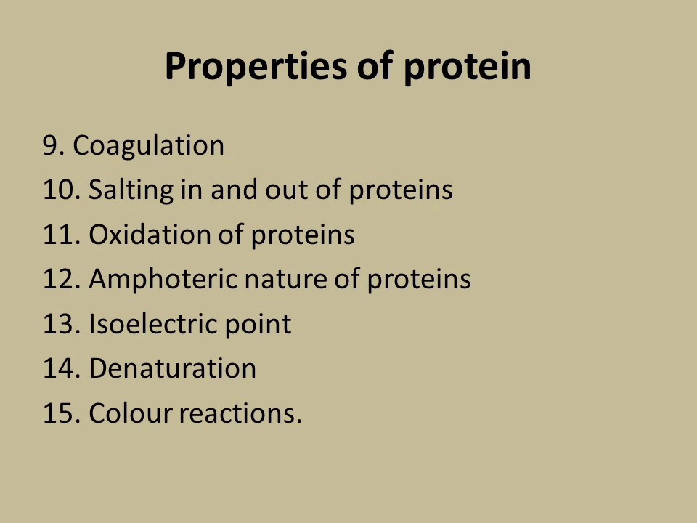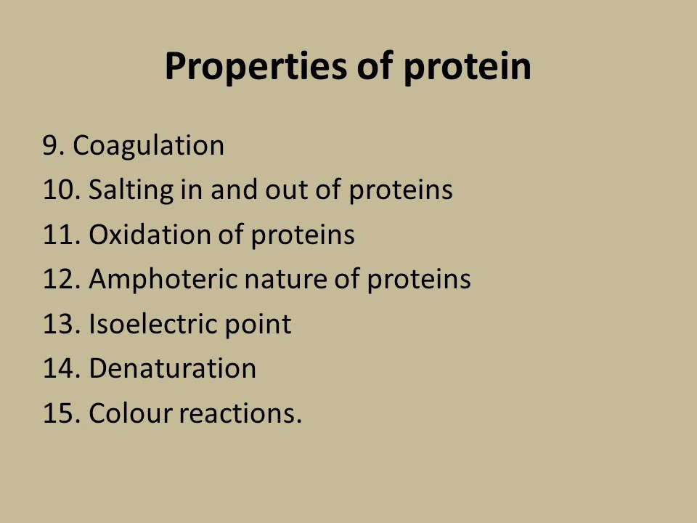Denaturation. Proteins undergo remarkable changes in their solubility, optical rotation and biological properties when they are treated with heat, X-rays, ultraviolet rays, light, alcohol, acetone, aqueous potassium iodide, urea, detergents, etc. These changes occurring in proteins are called denaturation. The changed proteins are called denatured proteins and the unchanged natural proteins are called native proteins.